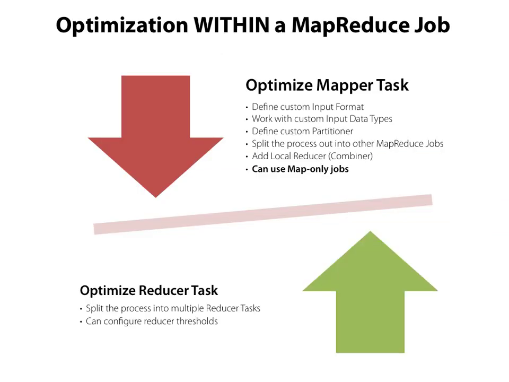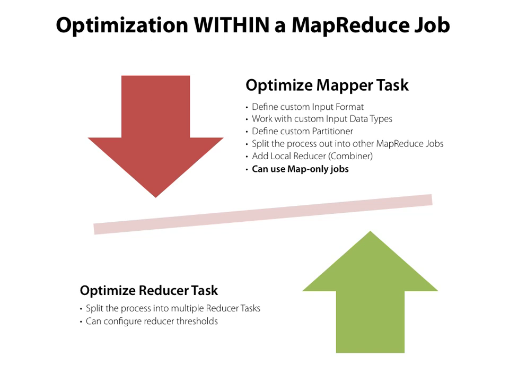Now, drilling into optimization possibilities within a particular MapReduce job, at the highest level you're going to look at both optimizing the mapper task and optimizing the reducer task. Some common optimization techniques around the mapper task are to define a custom input format. You also can work with custom input data types. You can define a custom partitioner. By default, MapReduce uses a hash partitioner, and there might be situations and types of data for which a custom partitioner might run more efficiently.